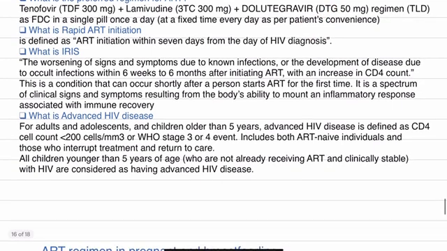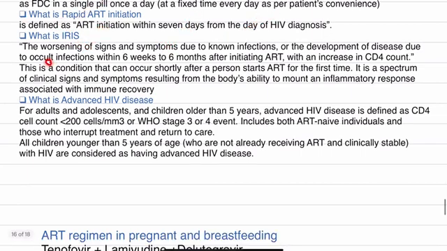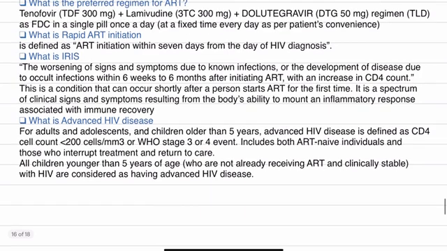What is rapid ART initiation? ART initiation within 7 days from the day of HIV diagnosis. IRIS is a syndrome when, after someone takes ART, the immune response is hyperactive, so the patient gets many features. This is IRIS, mostly seen with TB medication.